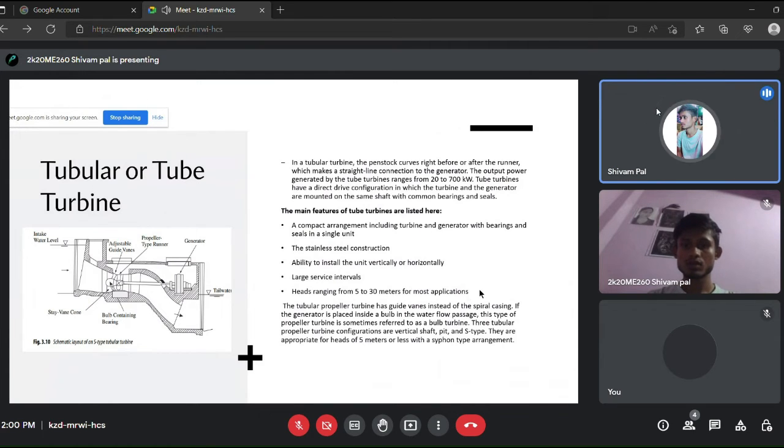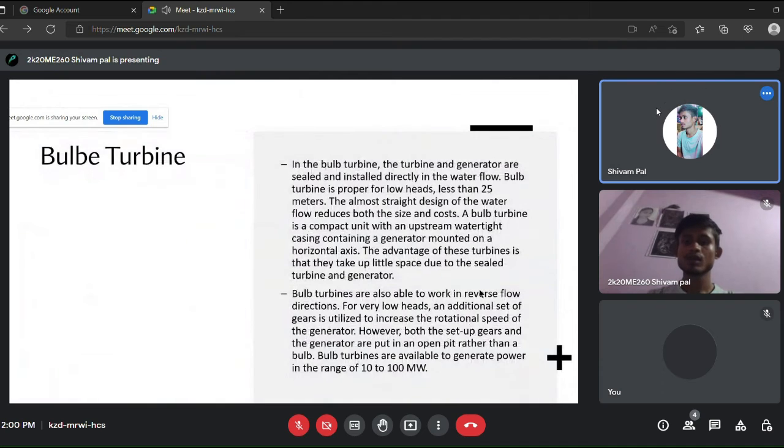Now the bulb turbine is an axial flow hydraulic turbine which consists of a bulb shaped body to accommodate the generator, runner, and draft tube, and part of this generator. The bulb turbine is proper for low heads of less than 25 meters.